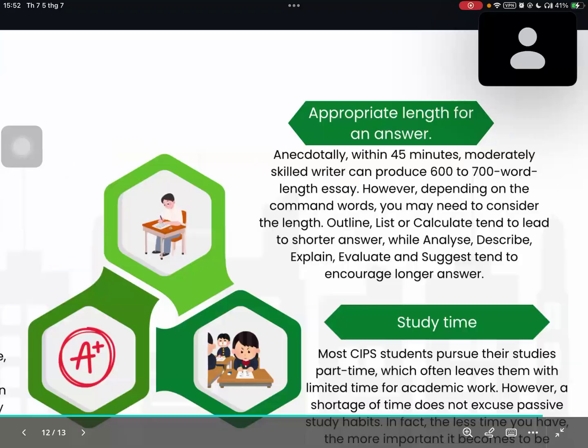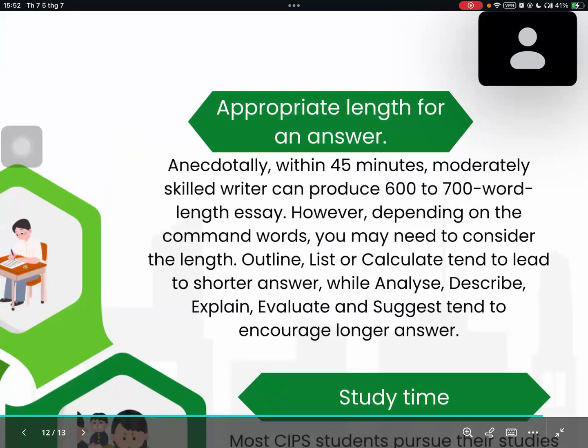First, the length of the answer. It depends on your writing skill. As long as you can provide the answer within the time frame, then it is good enough. But actually, you can improve your writing skill, both in writing speed and in idea generation. For me, within 45 minutes, I can produce a 600 to 700 word essay. Okay, if I focus on my own effort, then I can produce this length.